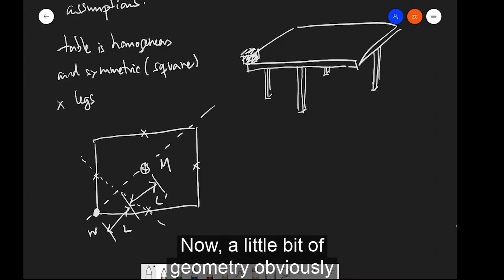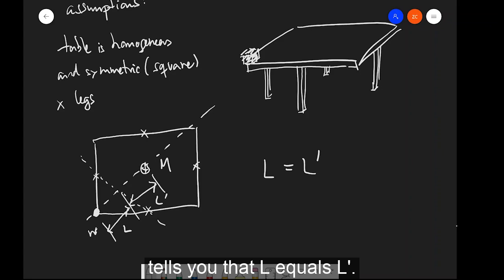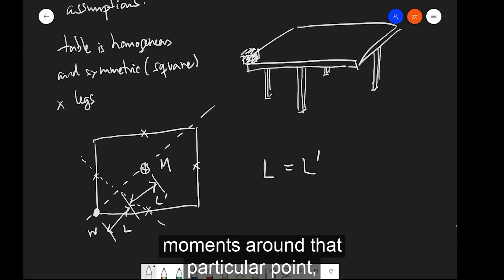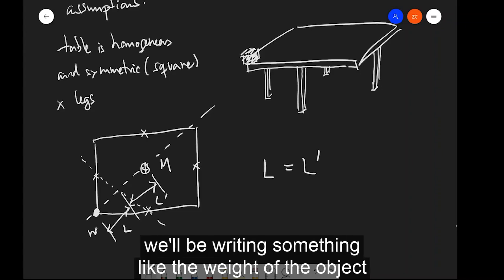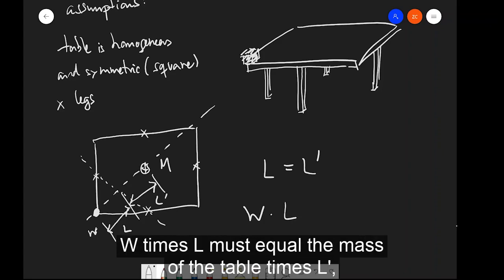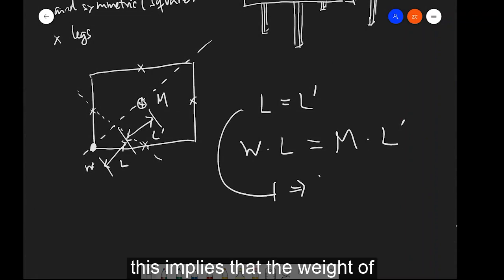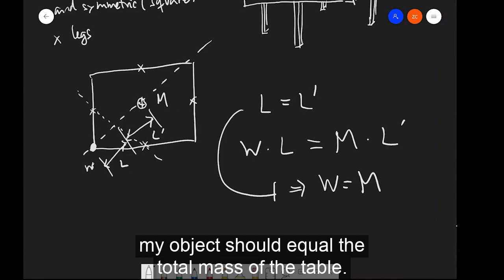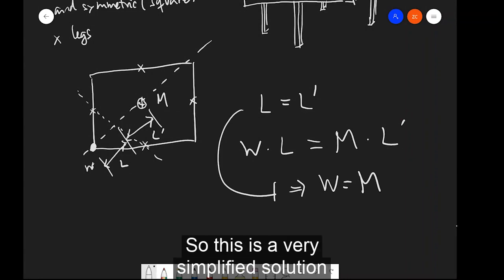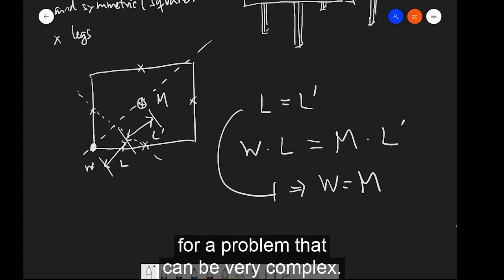Now, a little bit of geometry obviously tells you that L equals L prime. And therefore, if we're taking moments around that particular point, we'll be writing something like the weight of the object, W, times L must equal the mass of the table times L prime. But obviously, L and L prime are the same. So this implies here, this implies that the weight of my object should equal the total mass of the table. So this is a very simplified solution for a problem that can be very complex.